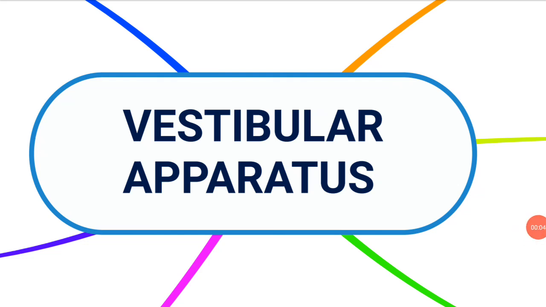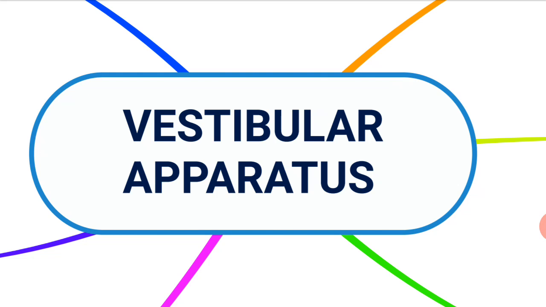Physiology of vestibular apparatus. The vestibular apparatus is located within the bony labyrinth in the inner ear. It is a closed system of membranous tubes and chambers. The membranous labyrinth contains fluid called endolymph, which has similar composition to that of intracellular fluid.